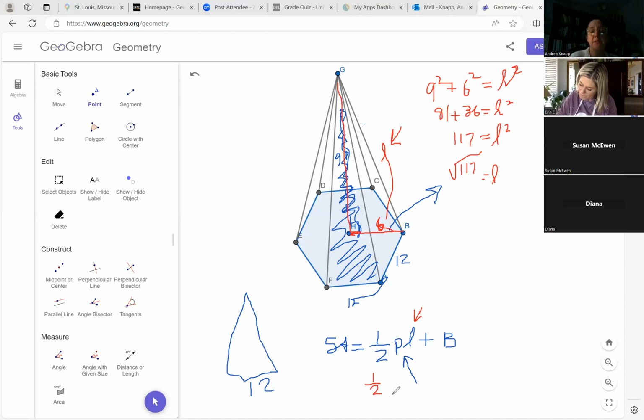Perimeter would be 12 times 6. Oh yeah, because each side is 12 and there's 6 sides to the hexagon. Oh, I got that part right. We're just gonna do 117. Half perimeter times slant side plus the base. We need the area of the building. Perimeter times length plus base.